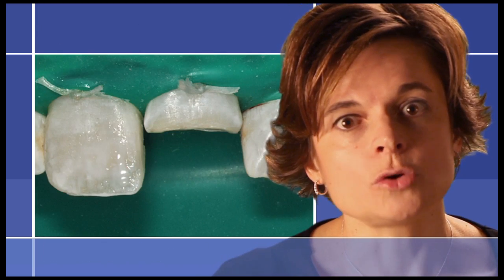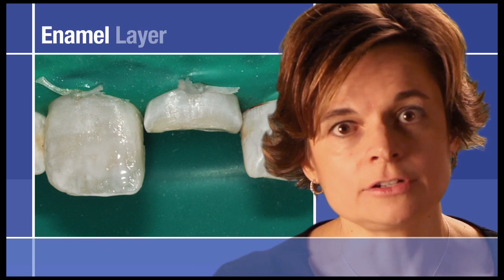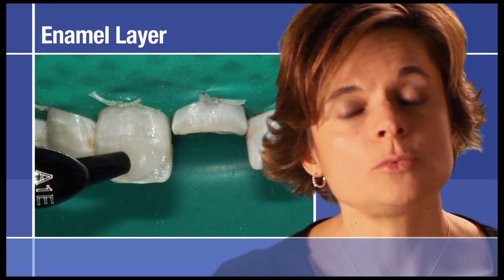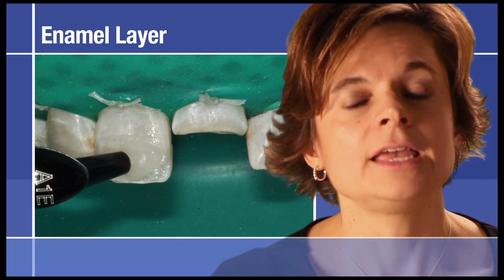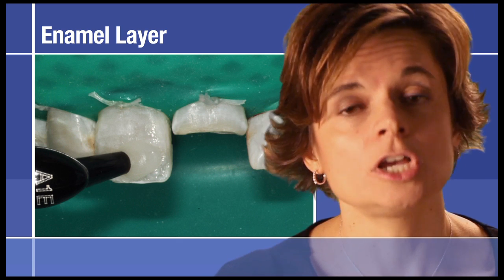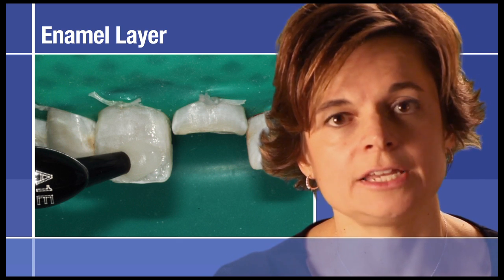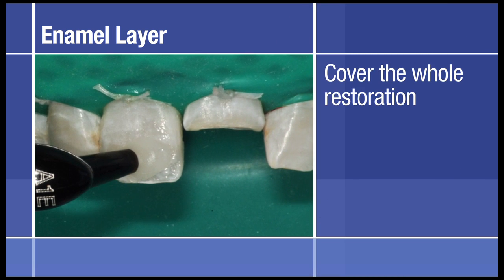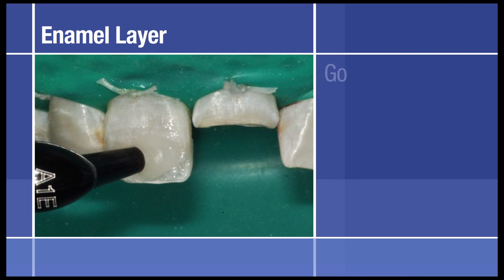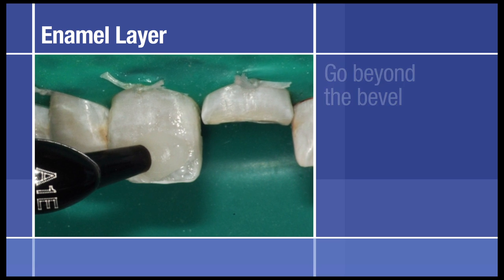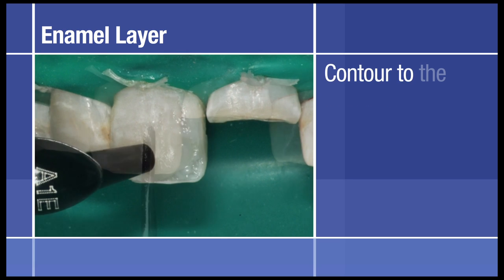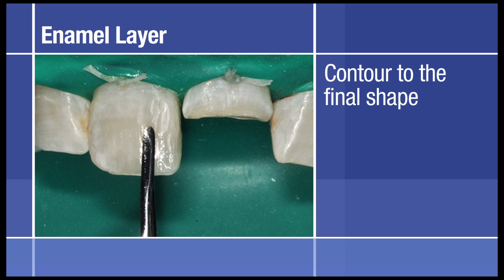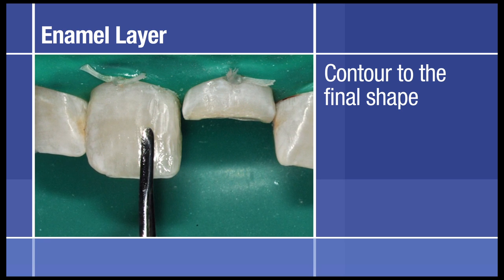After curing of those white tints, it's time for the final layer, which will be done here with the basic shade A1, and since it's enamel, a translucent layer, A1 enamel. And this layer covers the whole restoration, and it even goes beyond the bevel. This final layer is contoured to the final shape we want to give to the restoration.